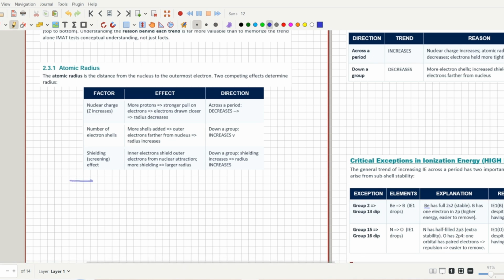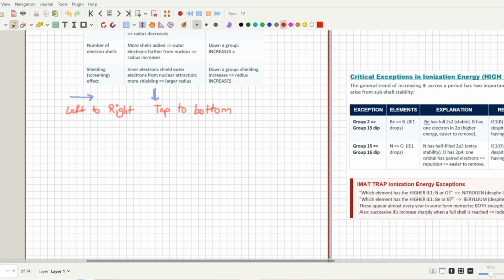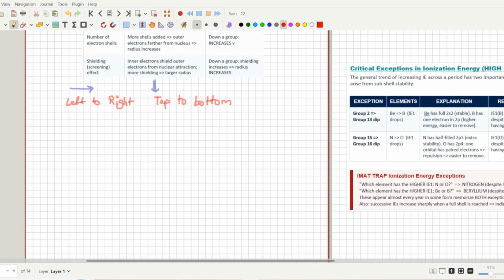From left to right, and what happens when you move from top to bottom, right? So these are the things that you need to know from left to right and from top to the bottom. There are things that you need to understand and there are things that you need to avoid. The first thing that you need to understand is what happens to the nuclear charge.